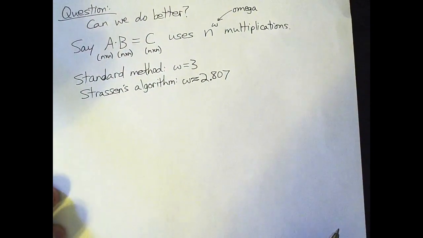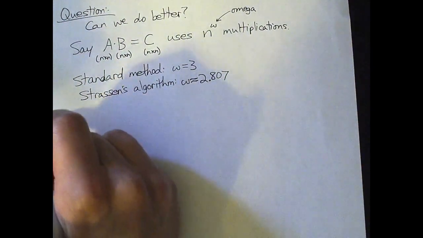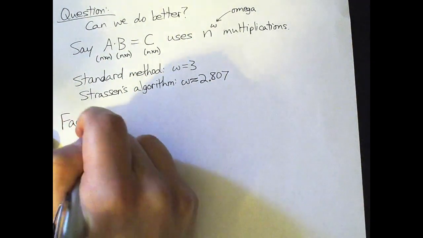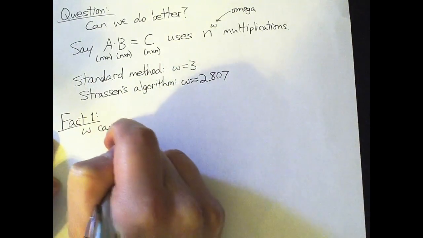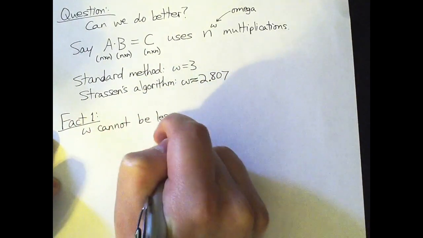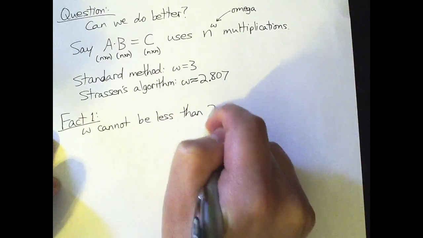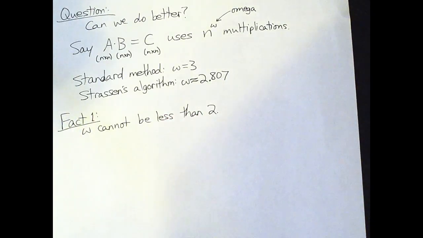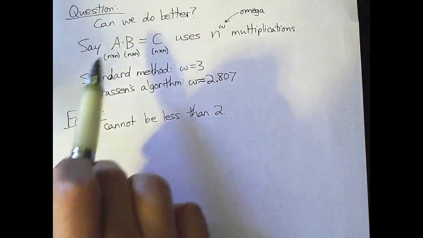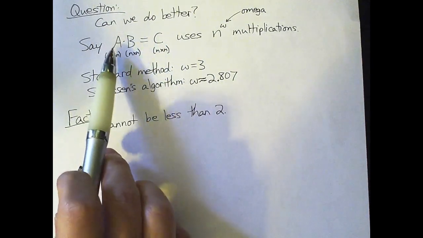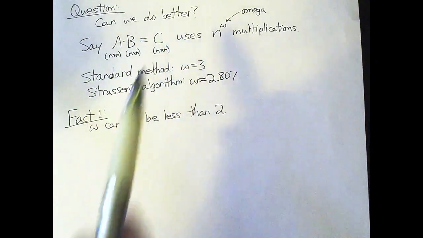Well, I'll tell you a couple of facts. All right, fact number 1. It is known that omega cannot be less than 2. No matter what kind of method you come up with, you can never get omega to be less than 2 because of the number of inputs and outputs in this process. Like, how many entries are there in A? How many entries are there in B? How many entries are there in C?